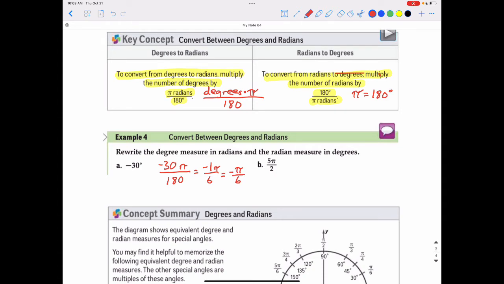Part B has 5 pi over 2. So we must need to convert that to degrees. Well, pi is equivalent to 180 degrees. So we would take 5 times 180 and divide that by 2. I'm replacing the pi with 180. 5 times 180 is 900 over 2, which means 5 pi over 2 is 450 degrees.